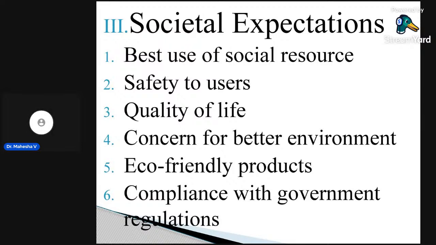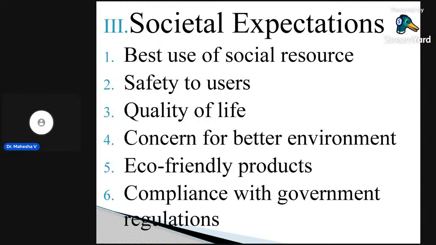As a manufacturer, you should always have concern towards a better environment. You need to improve the environment day by day instead of making it very complicated. Think of producing more and more eco-friendly products. By that you are able to protect the environment and safeguard the natural resources.